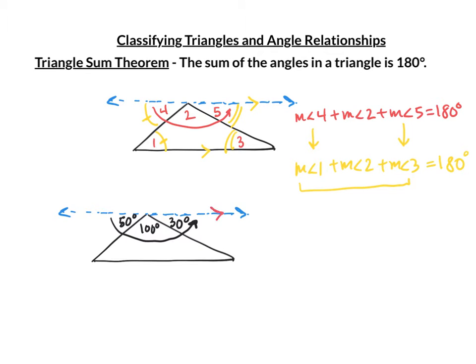Because the line in blue was drawn in parallel, this angle and this angle are alternate interior. It would have to be 50 degrees. And this angle and this angle are alternate interior. It would have to be 30 degrees. And we can see the 50 and the 30 and the 100 sum to 180 degrees.